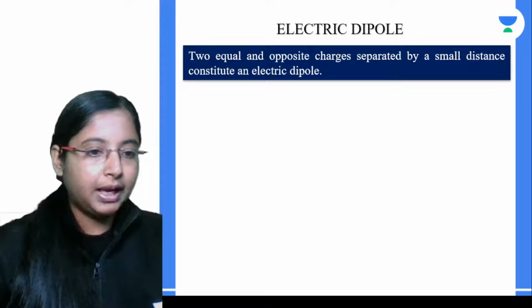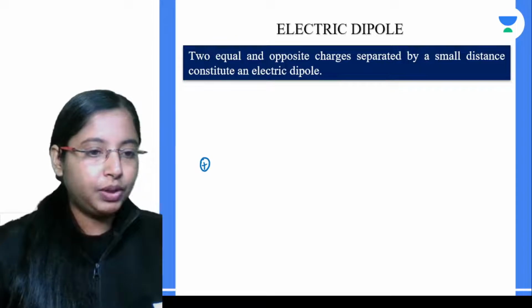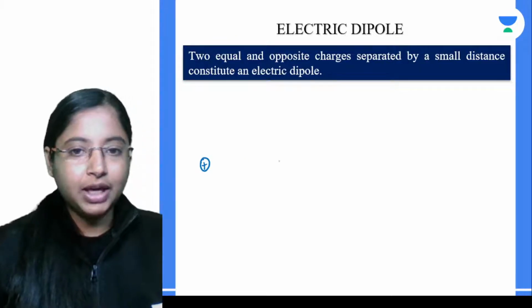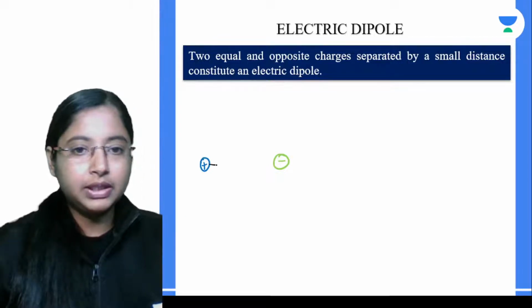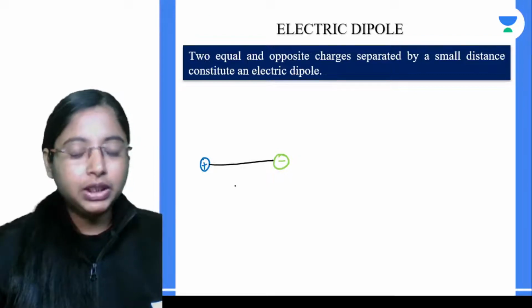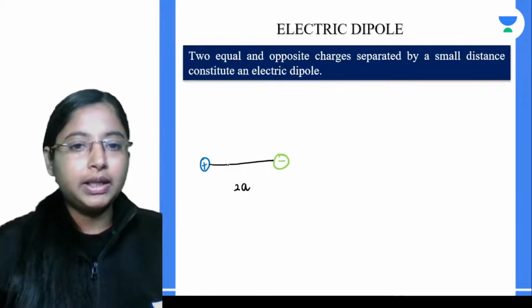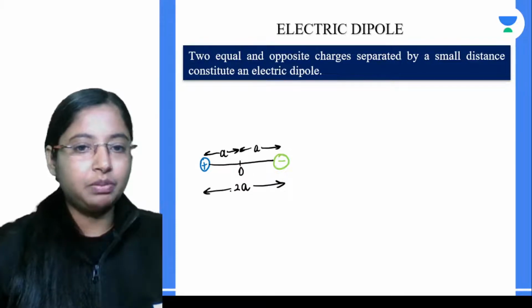Now, electric dipole, when you see, what you have is basically two charges. You will have a positive charge and a negative charge, and these two charges are going to be separated by a small distance. The distance of separation between them, usually your textbooks take it as 2a. Let's say this is the center O over here. Then from the center to the positive charge this is going to be a, and from the center to the negative charge this is going to be a again. So in total, the distance of separation between them is 2a.